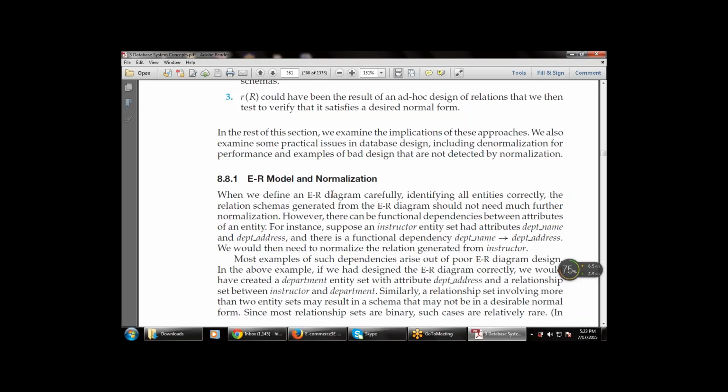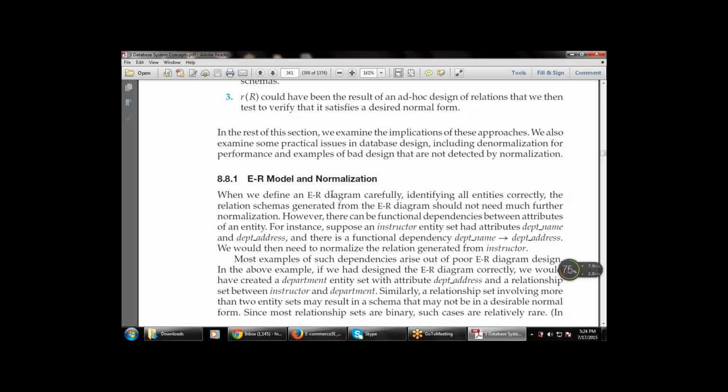So when we define an ER diagram carefully, we identify all the entities correctly. When we identify the ER models, ER diagrams, we identify what are the various entities available in the ER model. Correctly, the relation schemas generated from the ER model should not need to be further normalized.